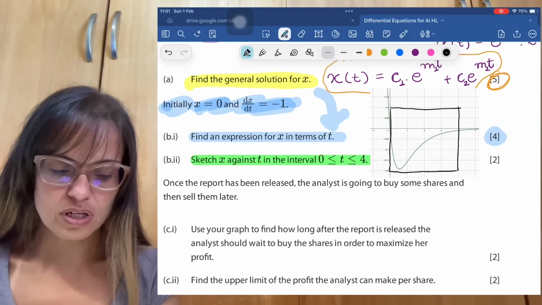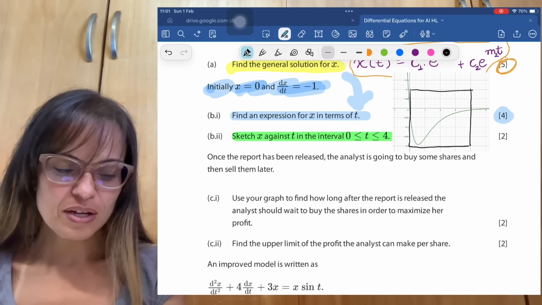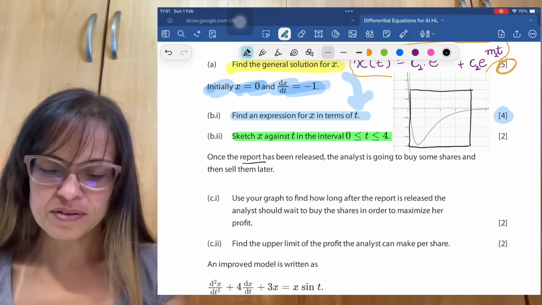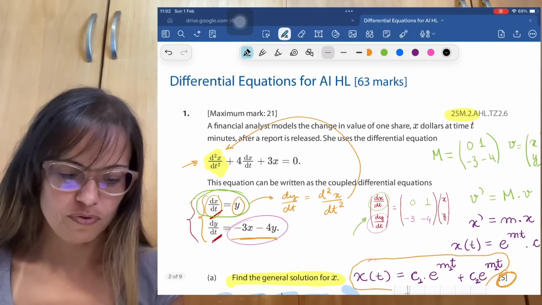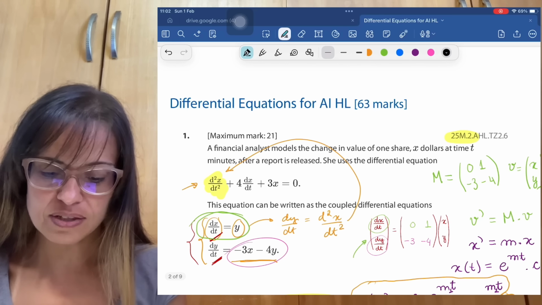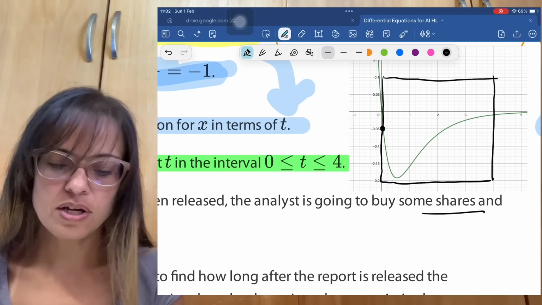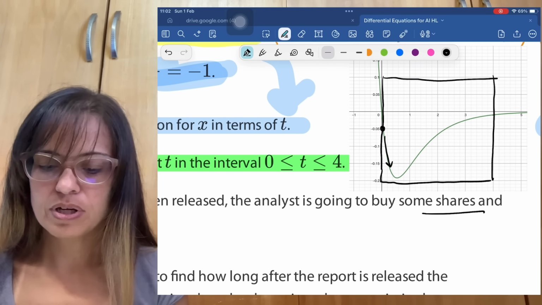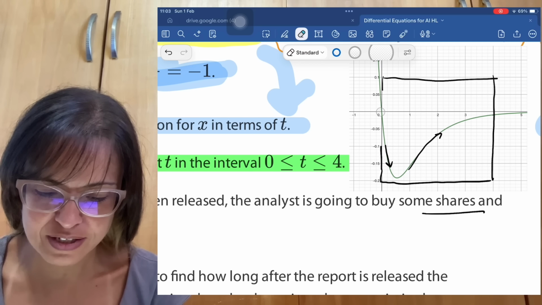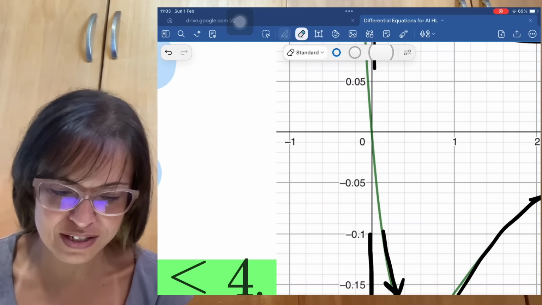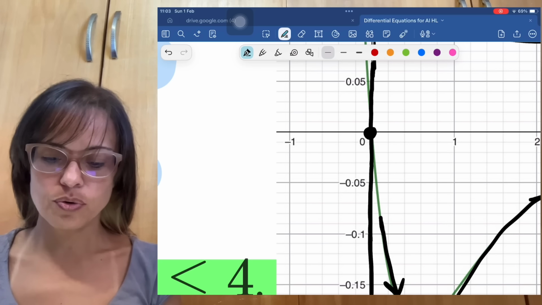And now this is the first time where we're going to have to care about what the context was in the question. There is a report, and they're going to buy some shares of something and then sell them later. The context of the question was that the value of the share was the x. So it started here, went down for a little bit, and then went up again. Oh, actually, I'm being sloppy. It doesn't begin at 5. It begins at 0, right? That's what they told us. That's the initial condition that they gave us for the equation.